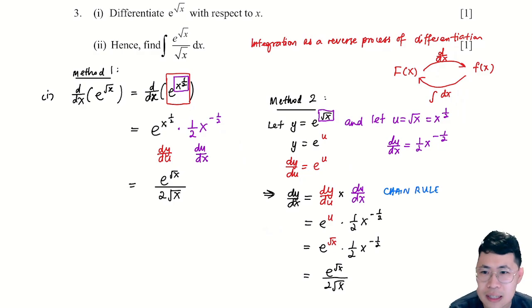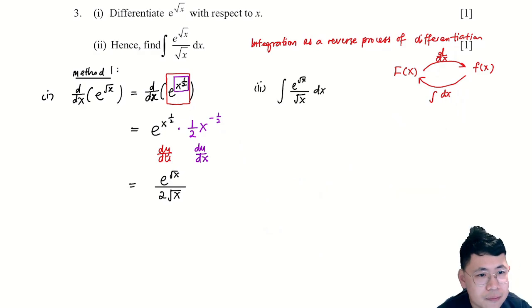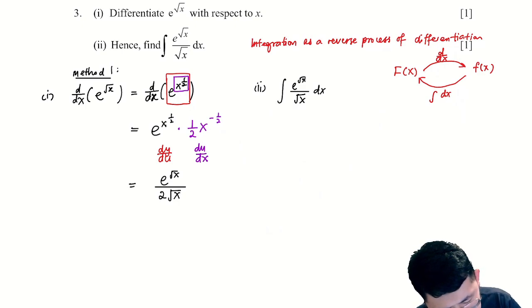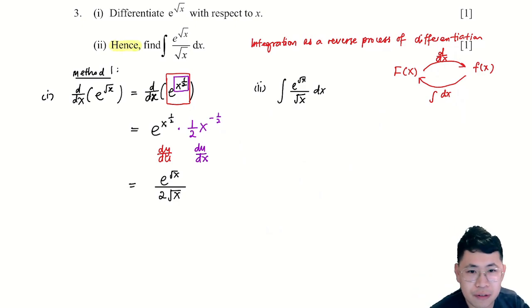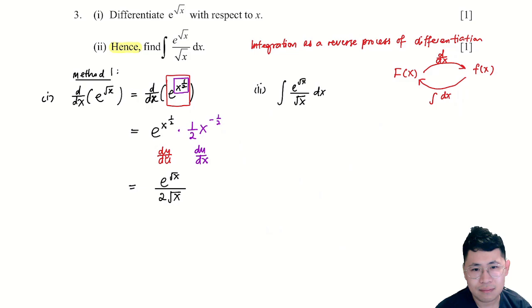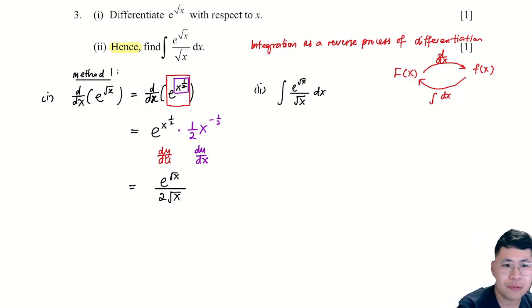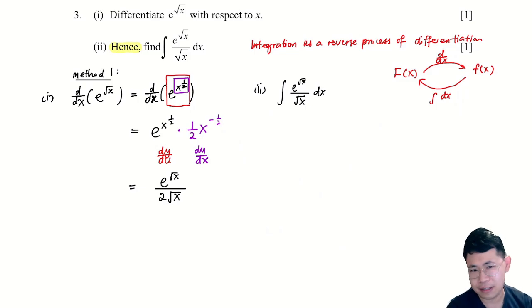Now, for the sake of part 2, I'm going to remove method 2 to make space for part 2. Okay, so here we go, part 2. Now, part 2, hence, which is a very critical keyword, hence, find this expression. Because this kind of question, we cannot integrate directly.